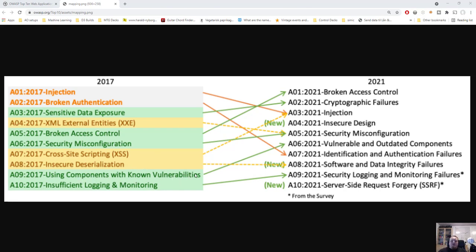Using components with known vulnerabilities is now in the renamed category called vulnerable and outdated components. I would say the name change doesn't do anything for me. Using components with known vulnerabilities, vulnerable and outdated components. So instead of saying vulnerabilities at the end, they say it first. So yeah, new name, same flashy card. However, it moved up, which is really bad. It moved up from the 9th place to the 6th place.